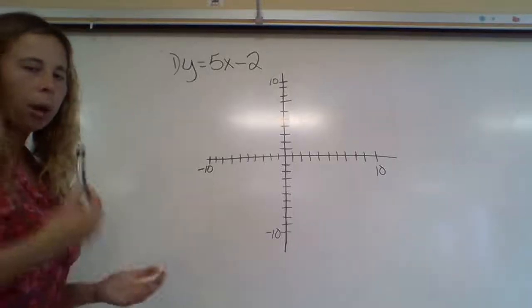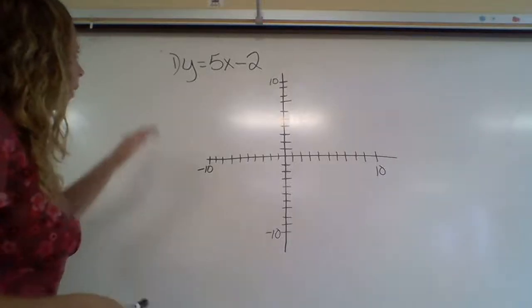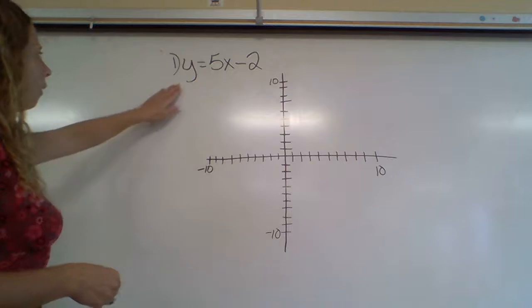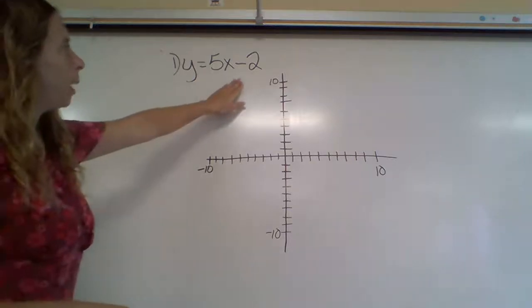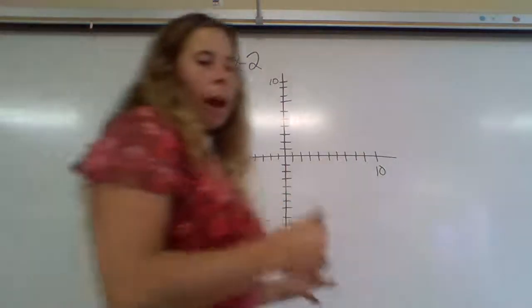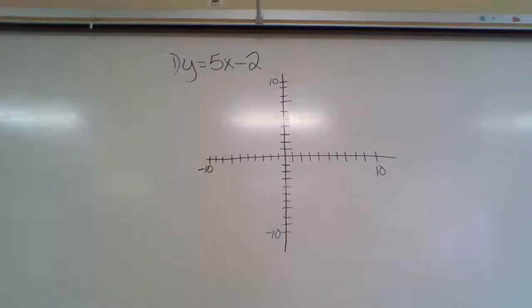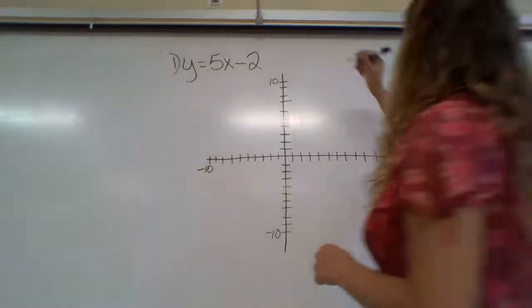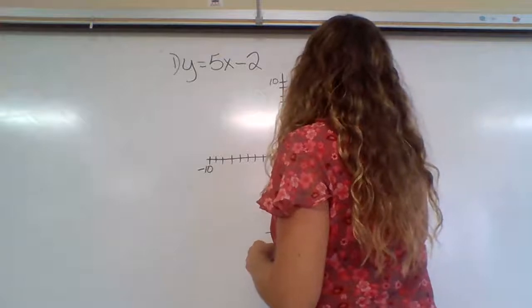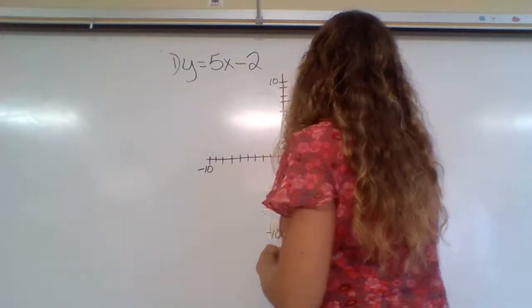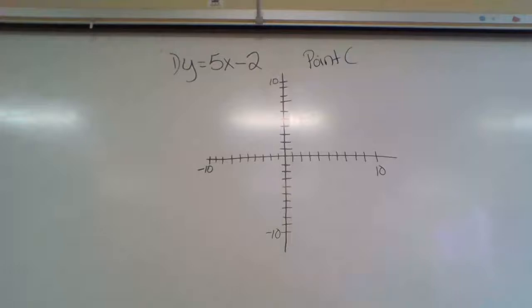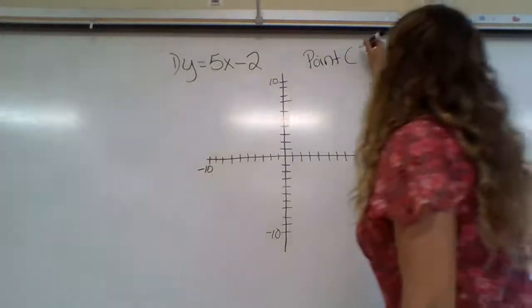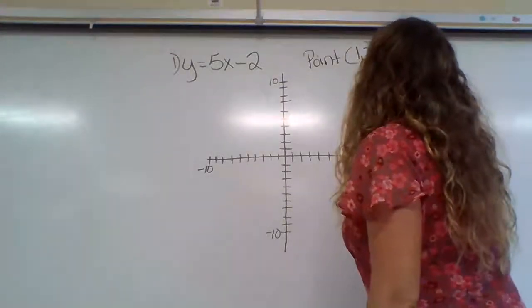This is number 1 on your homework of 4.1. Here we go. So they give you the equation y equals 5x minus 2. They tell you to graph it and determine if the given point is a solution to the equation. So the point is (1, 3).